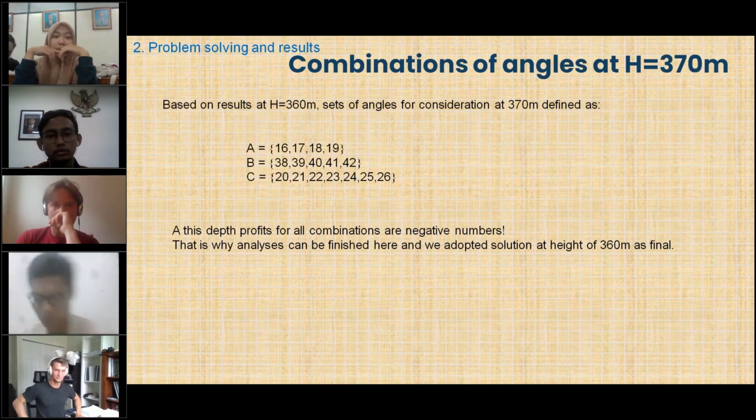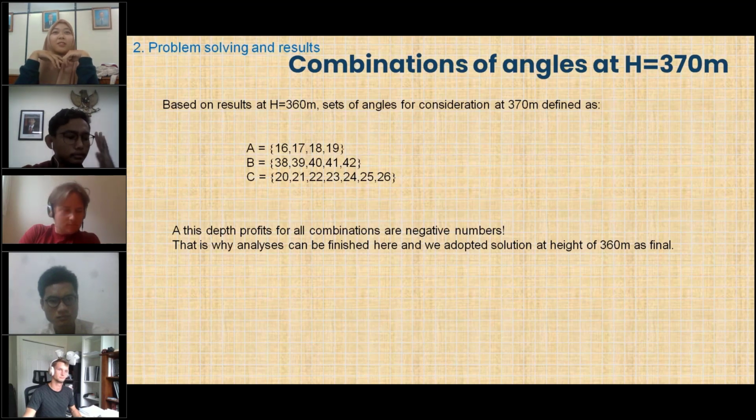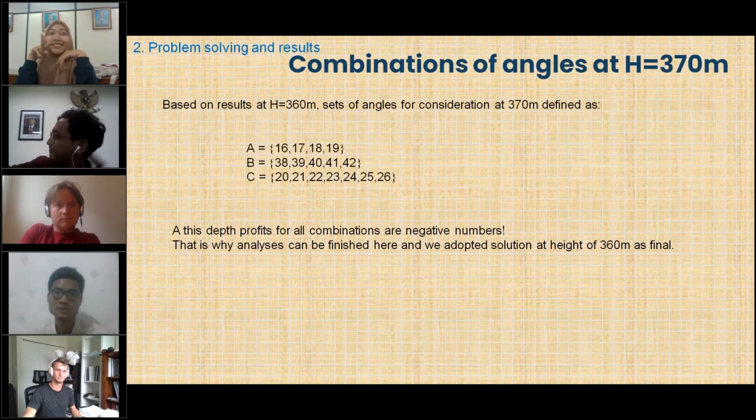Based on results at 360 meters of depth, we used these results to define sets of angles for analyzing models with a depth of 370 meters, and we got as a result that profits for all combinations at this depth are less than 0. That's why we adopted the solution at 360 meters as the final solution.